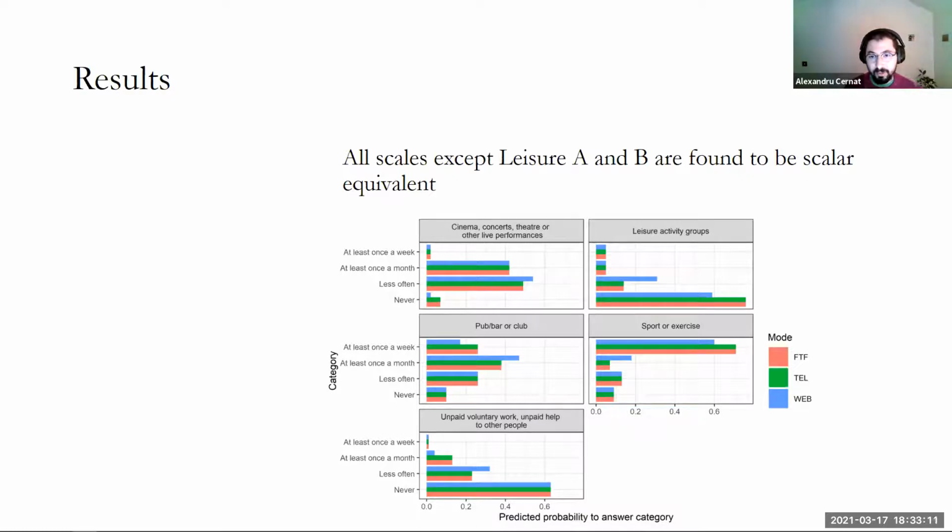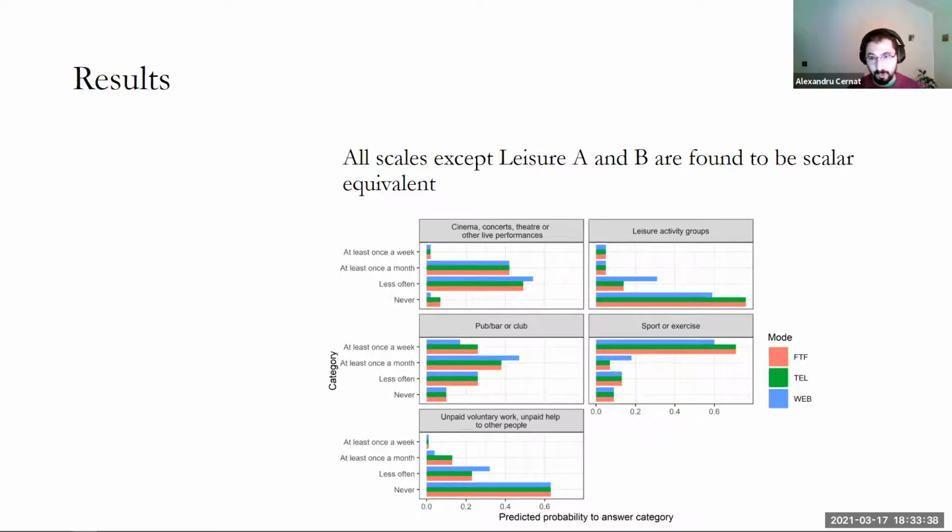We see a similar pattern for leisure activity groups, while for others like going to a pub or club, we see that web respondents tend to say less that they go once a week, and they say more that they go once a month. This is similar for sports and exercising, and kind of similar for unpaid work and voluntary work. So some of these patterns are in line with social desirability.